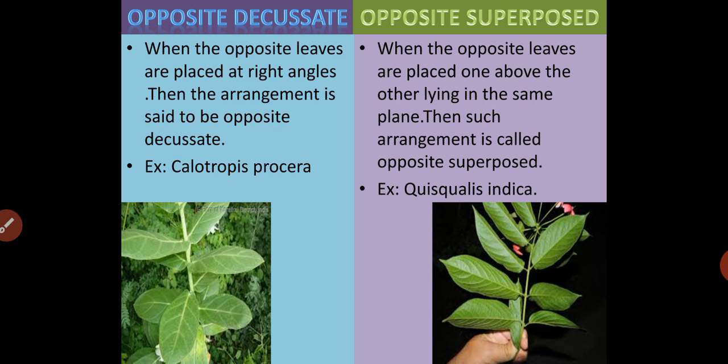Opposite superposed. When the opposite leaves are placed one above the other, lying in the same plane, then such arrangement is called opposite superposed, as seen in case of Quisqualis indica. Opposite decussate is where the leaves are placed at right angles to each other, as in Calotropis procera, whereas opposite superposed is where the leaves are placed one above the other, lying in the same plane. Example, Quisqualis indica.